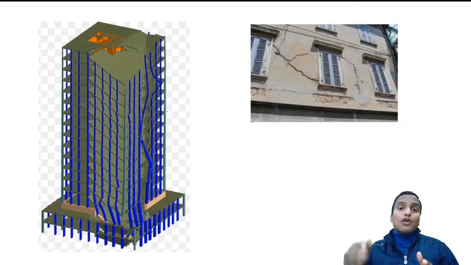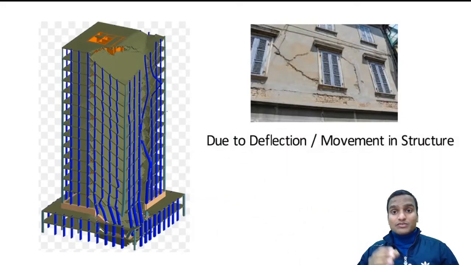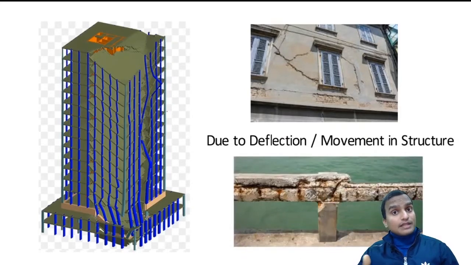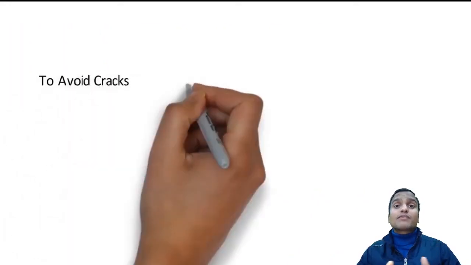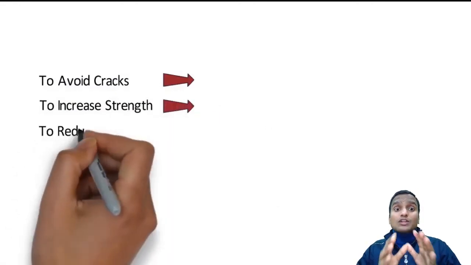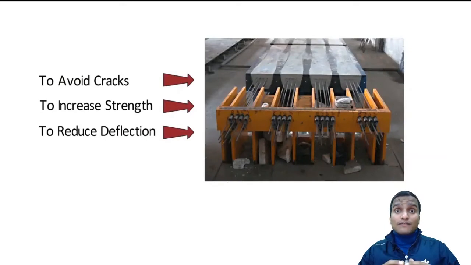these cracks the water can penetrate inside the structure very easily, and due to penetration of water, the steel reinforcement that we have provided in reinforced concrete will be corroded, and when they corrode, the entire strength will be decreased very drastically. So to avoid crack propagation and to increase the strength of the element and to reduce the deflection, we are going here for pre-stressed concrete.